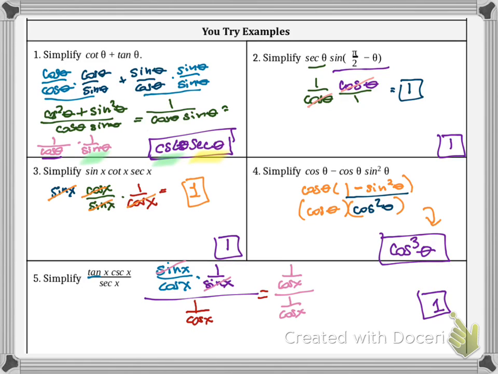So when we're dividing by a fraction, we are going to multiply by the reciprocal, right? I can rewrite it like this. It's divided by 1 over cosine of x. So you multiply by the reciprocal, times cosine of x over 1. So those cancel out, and that's why the answer is 1.